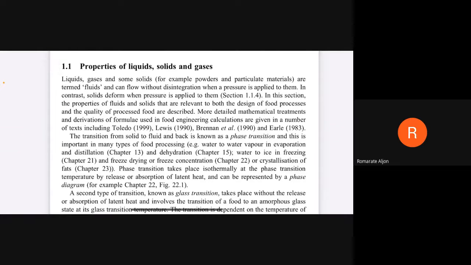Due to these properties, you can play around in food processing depending on how you deal with it. For example, transition from solid to fluid and back is known as a phase transition, and this is important in many types of food processing. Say it is solid and you want to make it liquid, or from fluid you want to make it solid. Can you do that? Of course. We have water to water vapor, evaporation, and distillation and dehydration, which will be shown in the next chapter. Or water to ice in freezing.